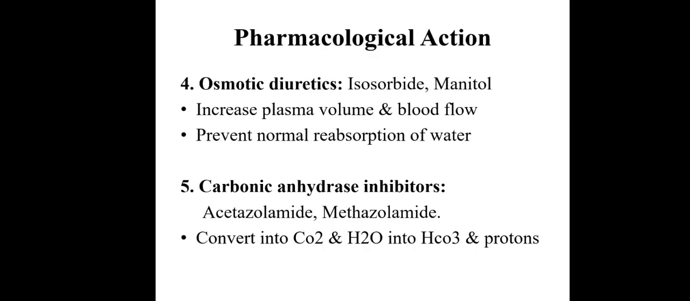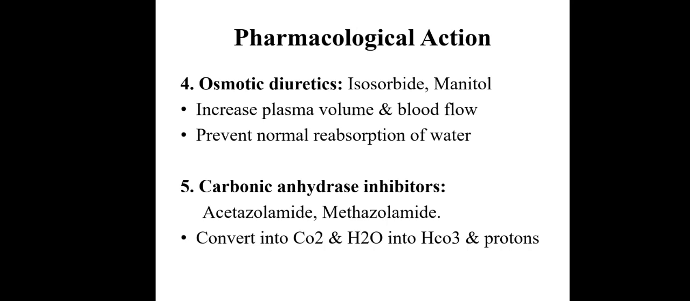Next classification of the diuretics is osmotic diuretics. In osmotic diuretics, isosorbide and mannitol are examples of the osmotic diuretic drugs. These drugs increase the plasma volume and blood flow to the kidney. These drugs are used to prevent the normal reabsorption of water, and they can also be used to decrease intraocular and intracranial pressure.